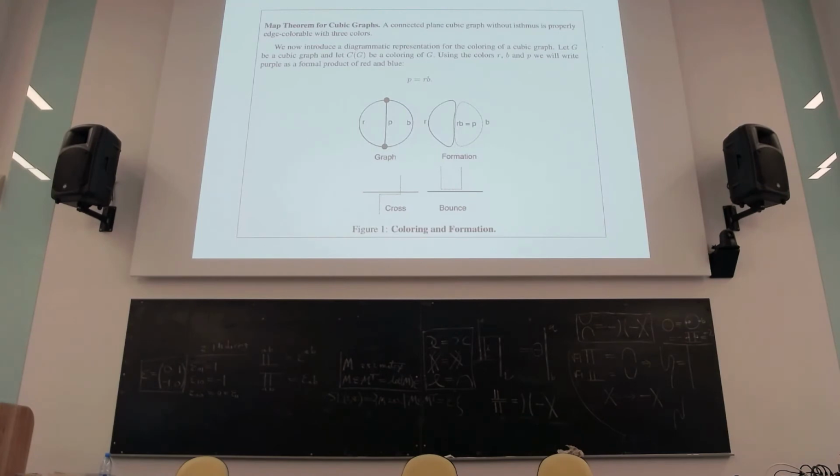Okay, so now the map theorem, the four-color theorem, is equivalent to: a connected plane cubic graph with no isthmus is properly edge colorable with three colors. And consider that I keep changing my color designations. I hope it doesn't bother you. I'm going to use red, blue, and purple. I like to think of purple as the combination of red and blue. And here's the coloring of this graph, red, purple, and blue. And I write it factored as red and blue here. And then I draw loops. Blue continues through the purple because it's factored into red and blue, and a red loop which goes here.